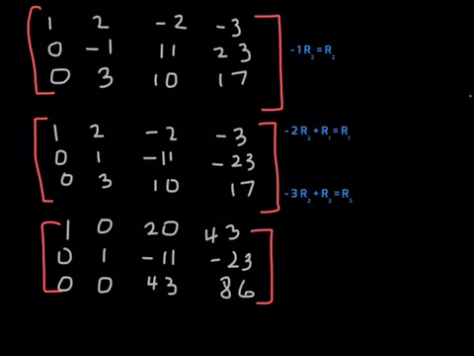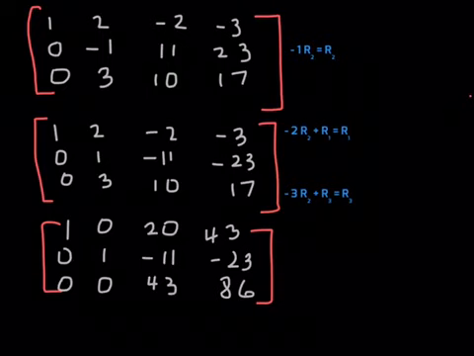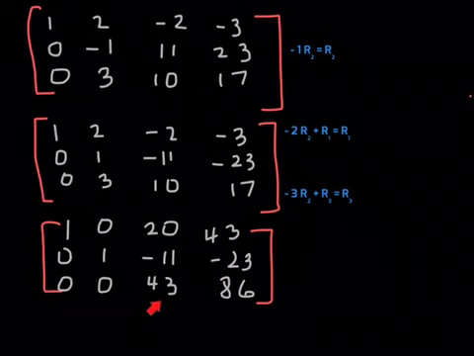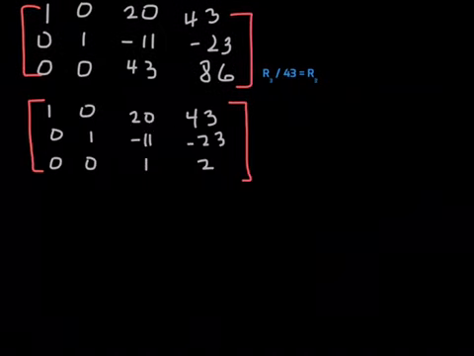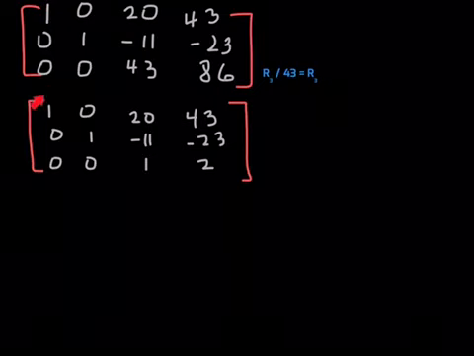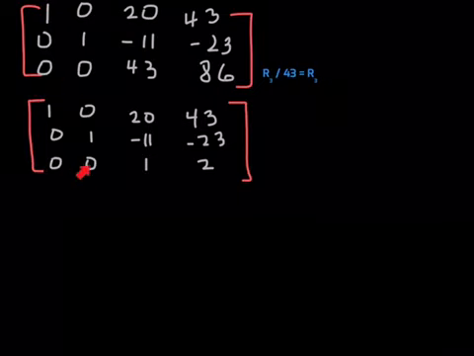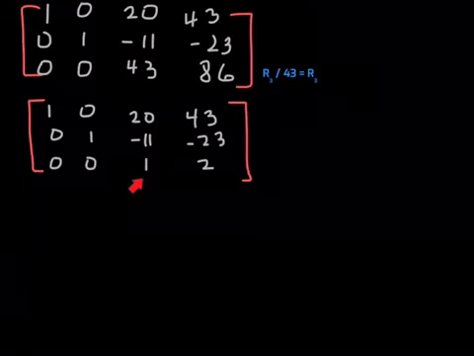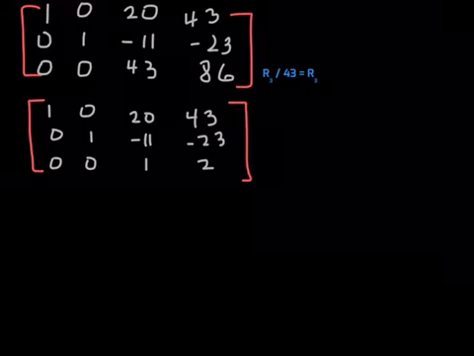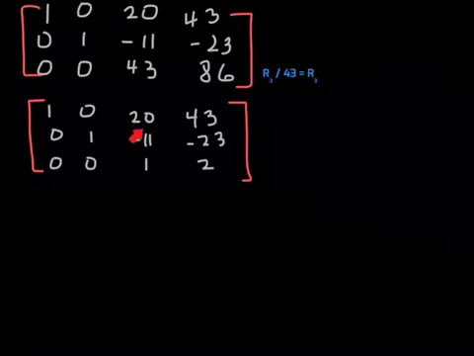Like that. Now what I notice is that I need this 43 to be a 1. I can easily attain that if I divide row 3 by 43. Okay, I did it. I took row 3 and divided by 43. 0 divided by 43 is 0. 0 divided by 43 is 0. 43 divided by 43 is 1. 86 divided by 43 is 2. All right, we are almost there, everybody. I need these 2 entries that are above that leading 1 right here to be a 0.